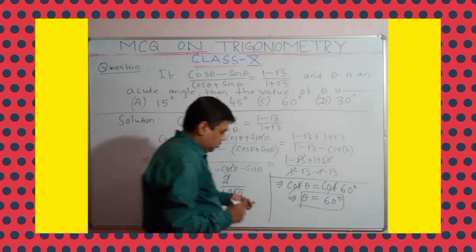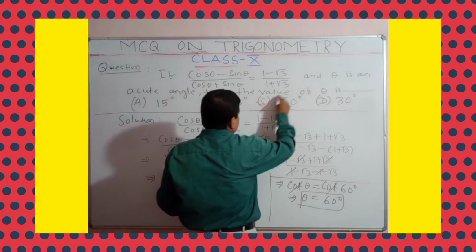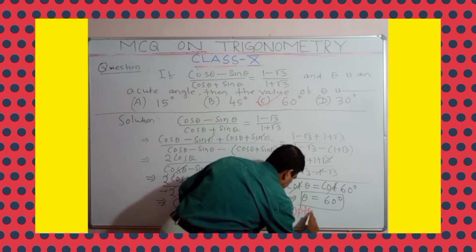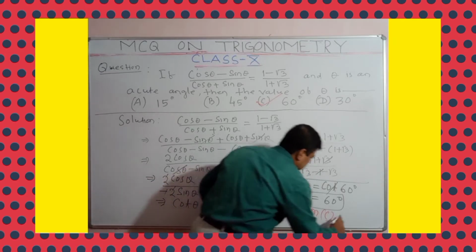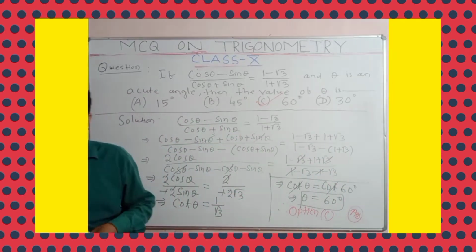Understand? So theta is equal to 60 degree. Here, which option is the correct option? Here option C is the correct option. Hence, we got option C is the correct option. Is it clear? Okay. Understand?